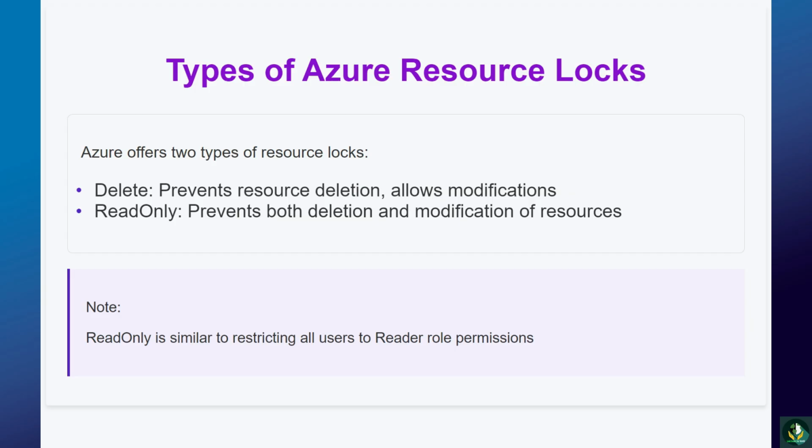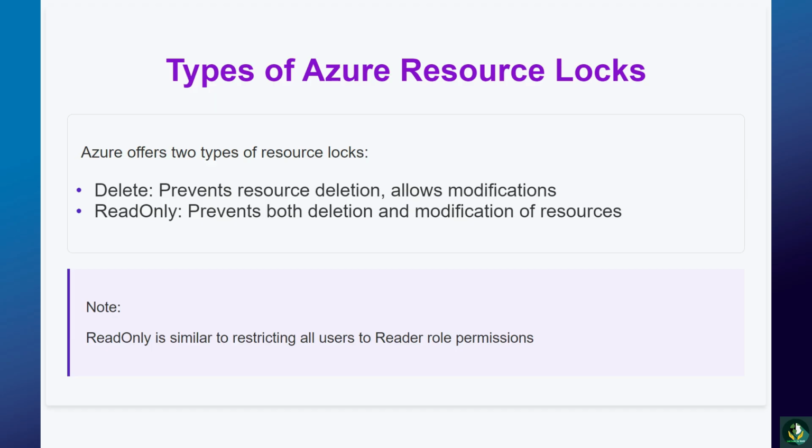The second type is the read-only lock. This lock type provides a higher level of protection by preventing both deletion and modification of the resource. When a read-only lock is applied, authorized users can still read the resource's properties and data, but they cannot make any changes to it, nor can they delete it. Applying a read-only lock is similar to restricting all authorized users to the permissions granted by the reader role in Azure RBAC.